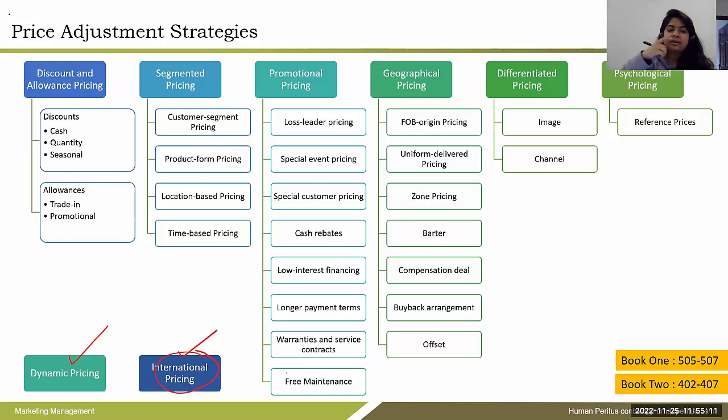International pricing. Pricing that a company would charge in other countries, not the home country, but the host country. It depends on a lot of factors. What is the economic situation? What is the competitive situation? What are the laws and regulations? What is the currency conversion rate, all these things. So that is international pricing.